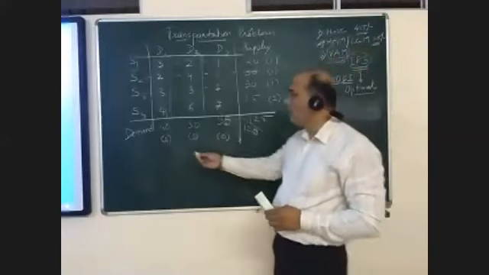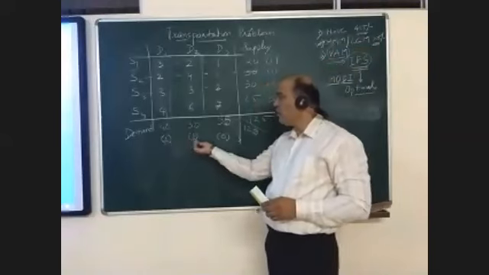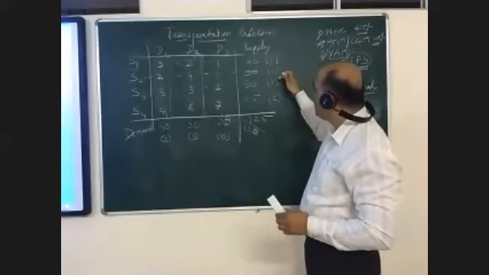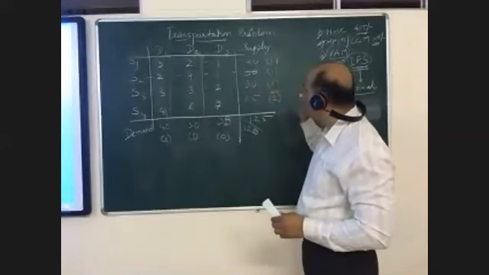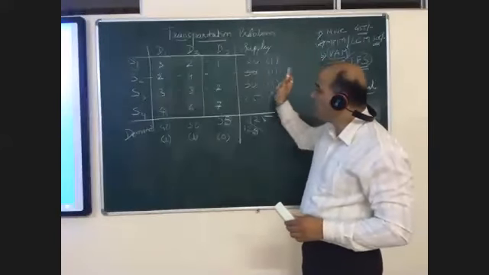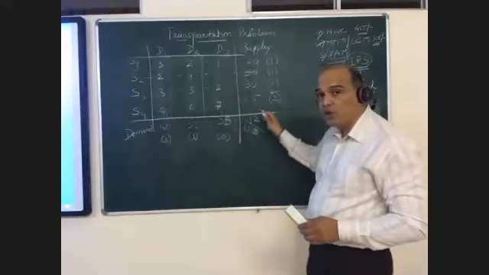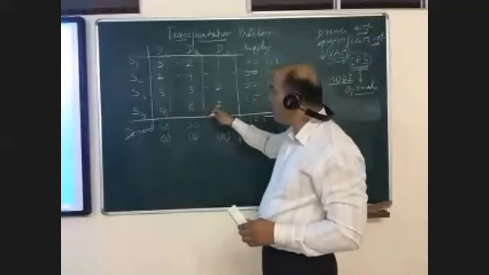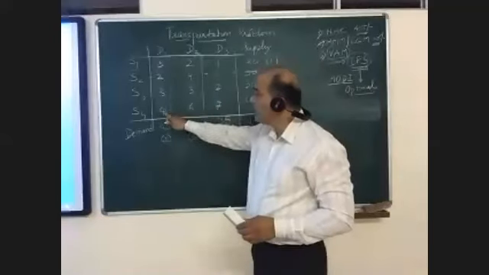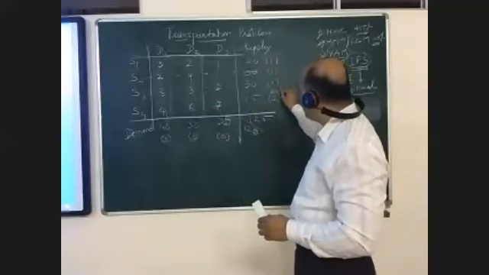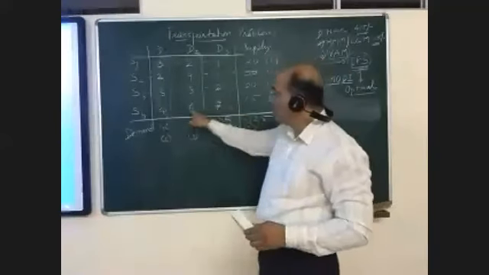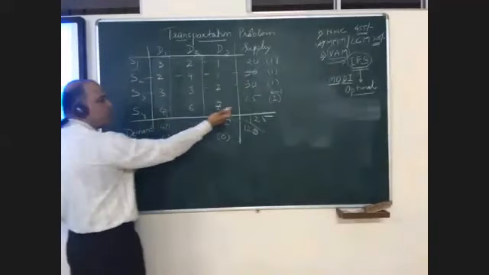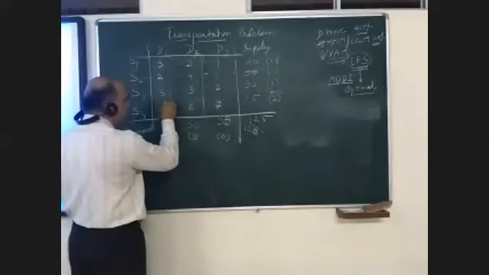Next, while solving this, always seek the maximum difference. The differences are 0, 1, 1, 1, 1, 1, 2. This is the maximum difference, which indicates I have to allocate in this row. And I will choose the minimum cost. I cannot allocate in the other cells, as those costs are greater than 4. So the first allocation will be in this row at the minimum cost, 4. Demand is 40, supply can be 25.